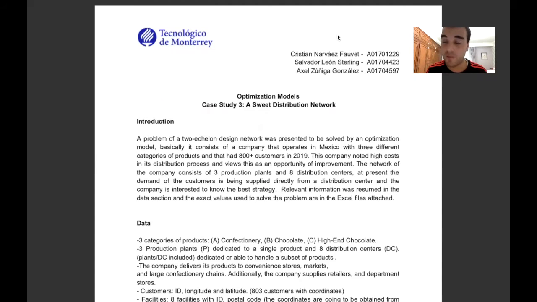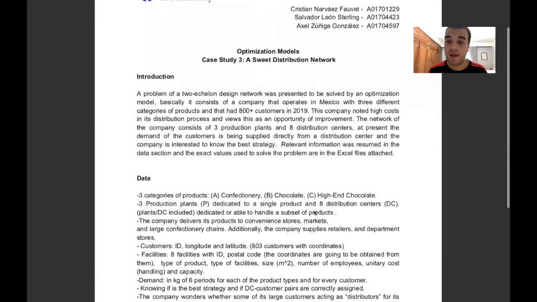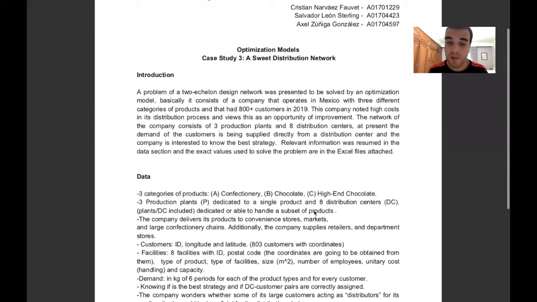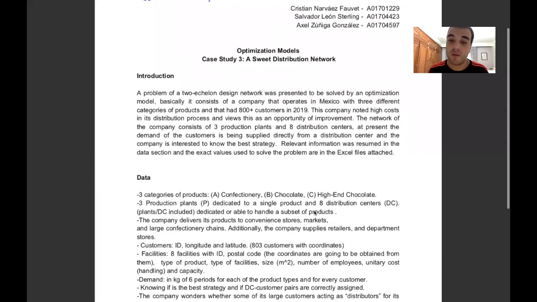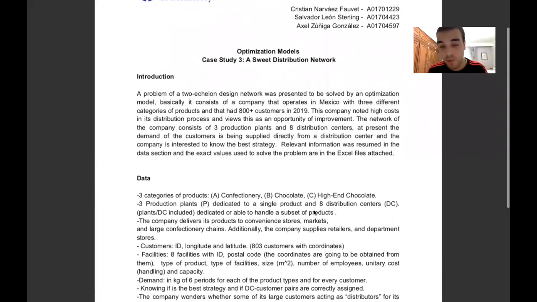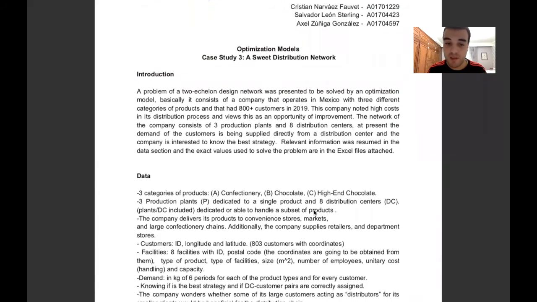Today we have a case of an enterprise that has a distribution network, but they have problems because they have detected very high costs because of the way they have their operation at present. They have three categories of products: confectionery, chocolate, and high-end chocolate. They have three production plants, each dedicated to a single product, and they have 8 distribution centers dedicated to one or two products.